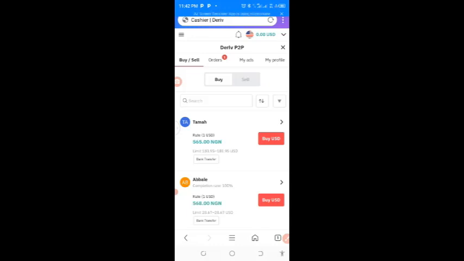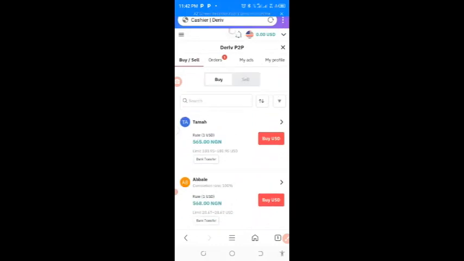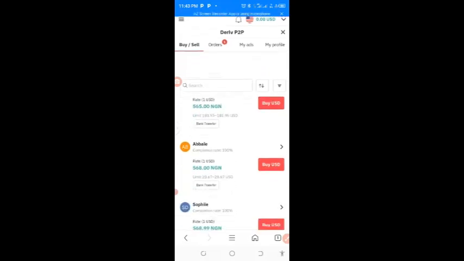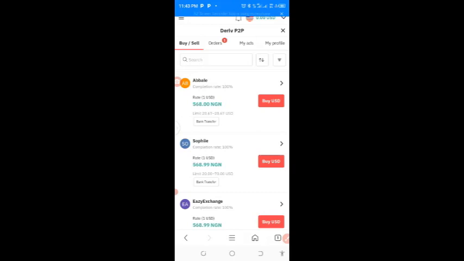This buy order, look at all this. Like this one now, this one has 180.95 US dollars and you want to buy it. Each dollar is 565 Naira. So this one is also selling its own at 568. It has 28.67 dollars. So you can also see this one is selling its own at 568.